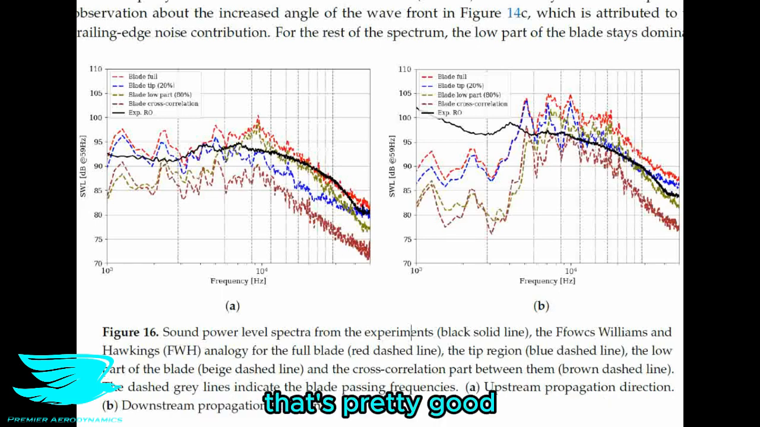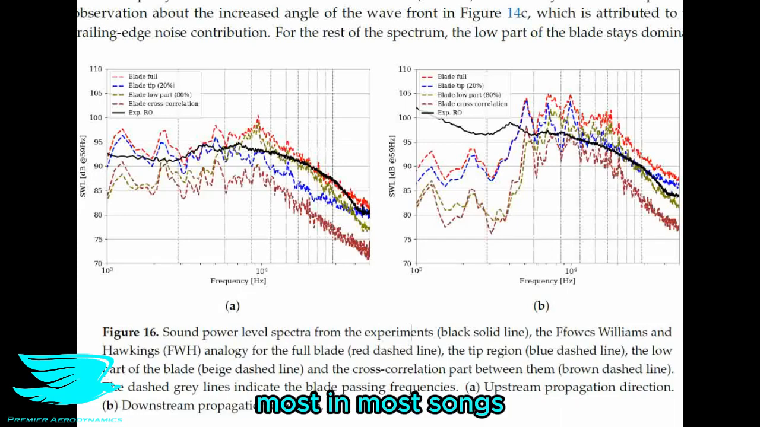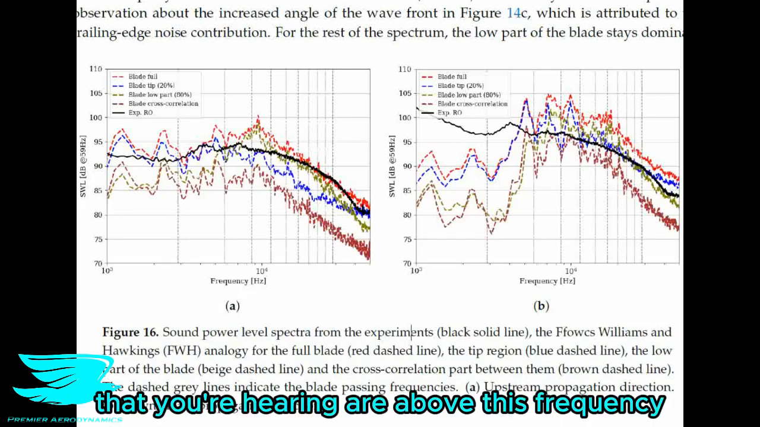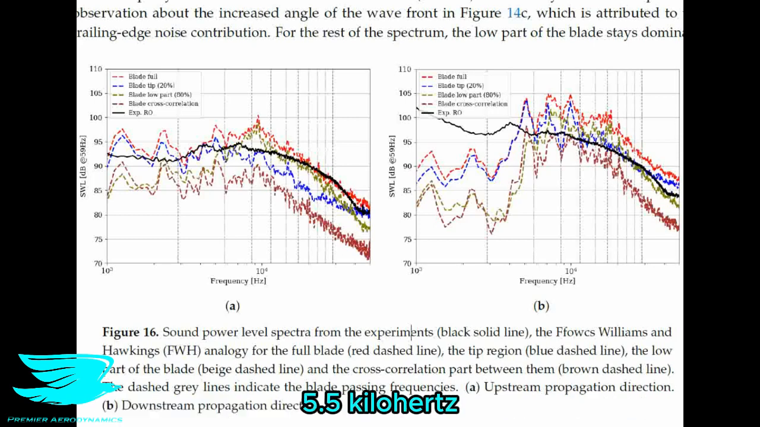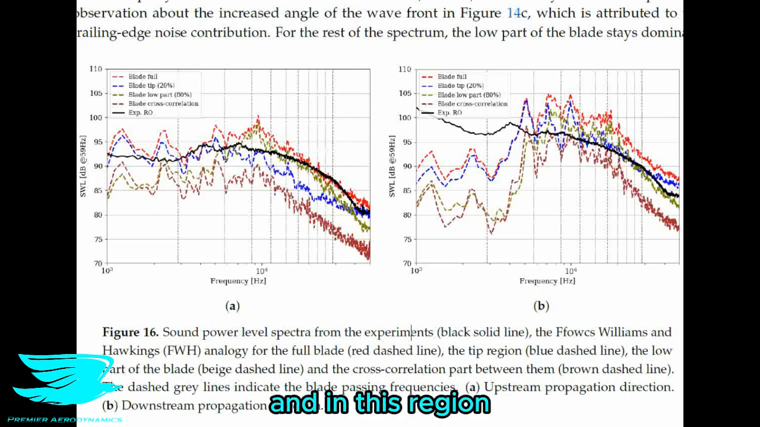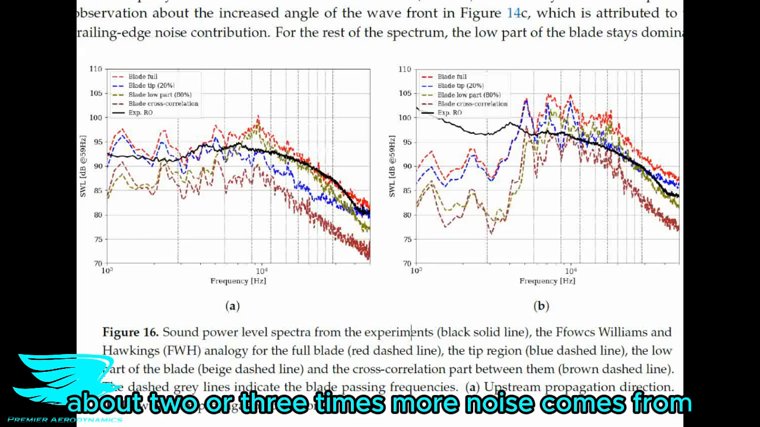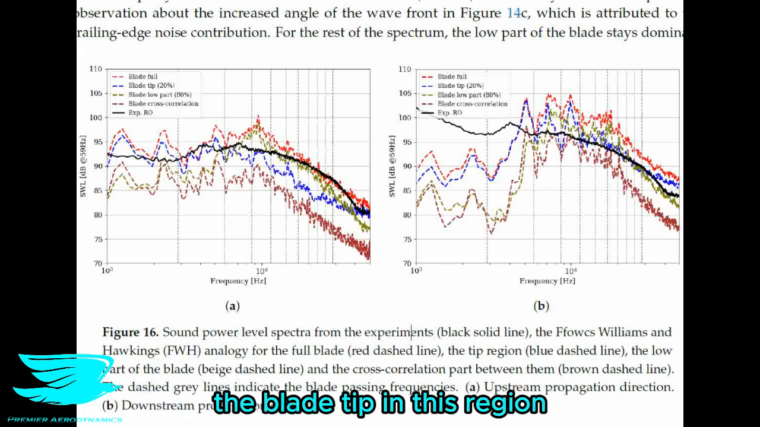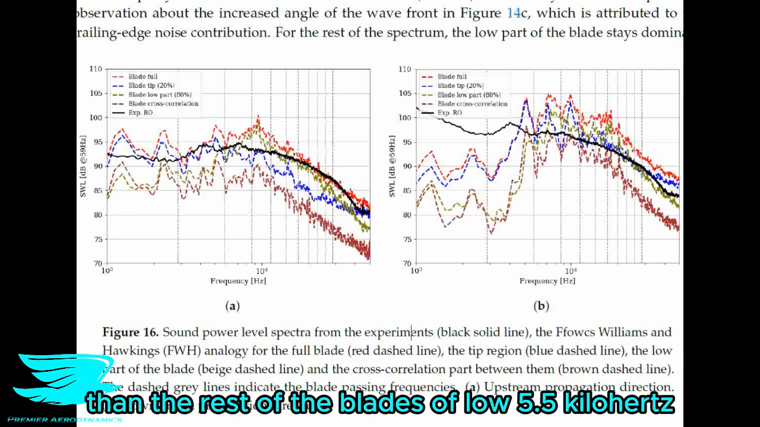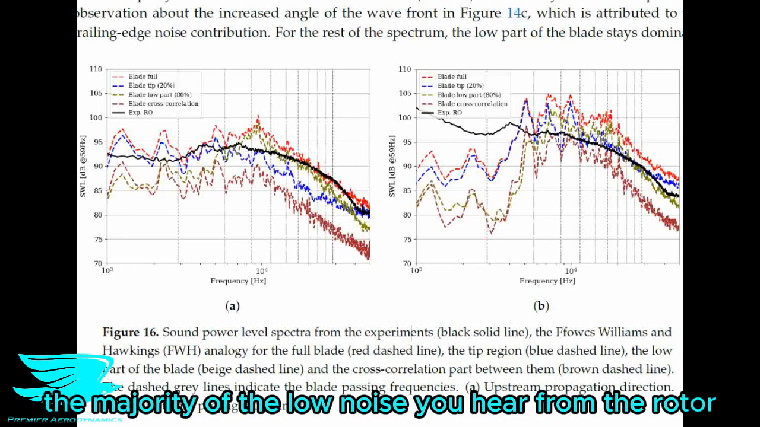So that's pretty good. Now, below 5.5 kilohertz, which is quite a high frequency, and to give you an idea, in most songs, the highs that you're hearing are above this frequency at 5.5 kilohertz, and the lows are around this frequency and lower. And in this region, the noise from the blade tip dominates the spectrum. About 2 or 3 times more noise comes from the blade tip in this region than the rest of the blade, so below 5.5 kilohertz. That means that the tip is responsible for the majority of the low noise you hear from the rotor.